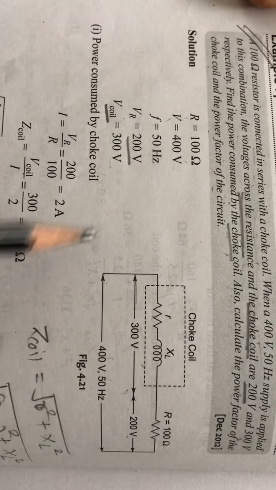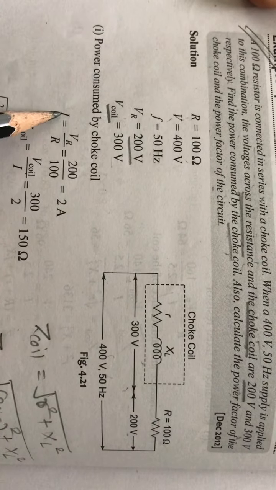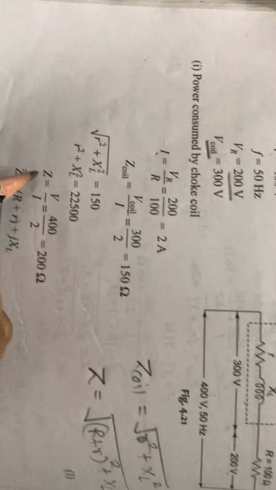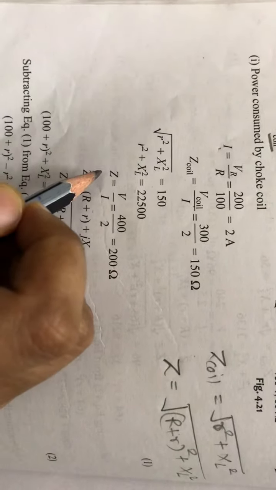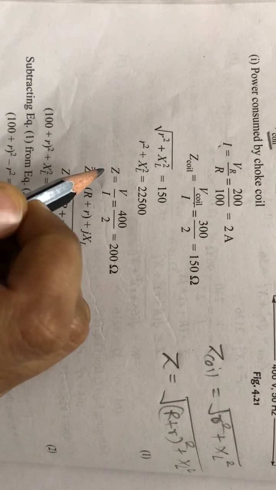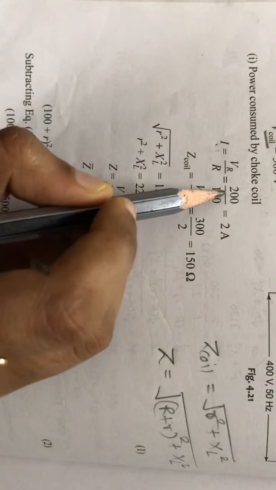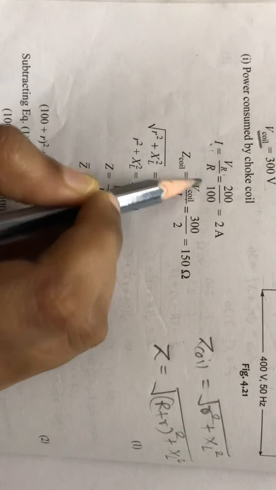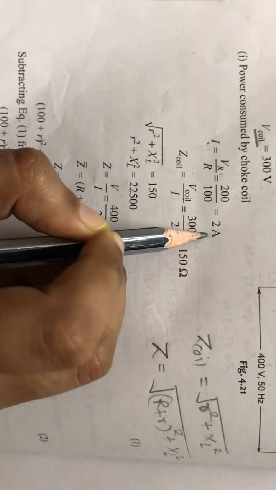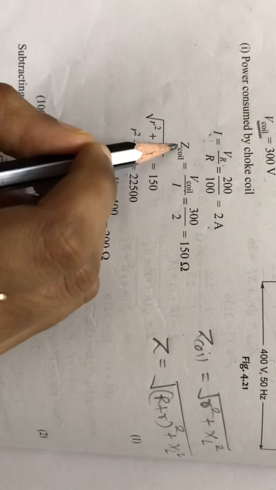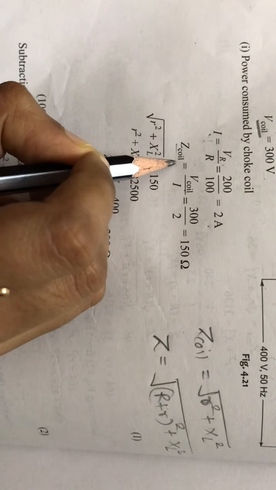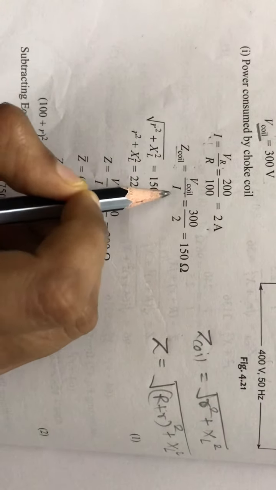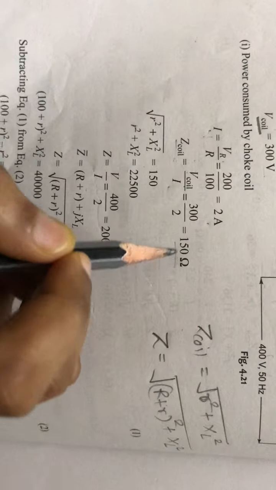Okay, see, first I'll calculate I. See, the steps are given here. Why are we calculating all this? Because we require this value to calculate the power consumed by the choke coil. So first, I is equal to VR, that is the voltage across resistance, upon R. So substitute the value, I am getting the value for I. Now using the value of I, we will calculate the impedance across the coil, that is Z coil, which is equal to voltage across the coil upon current. We are getting 150 ohm.